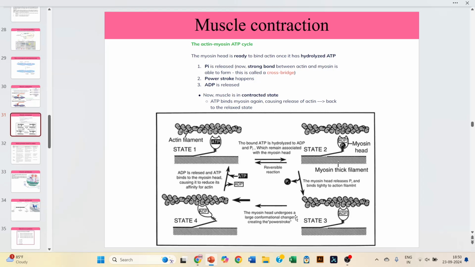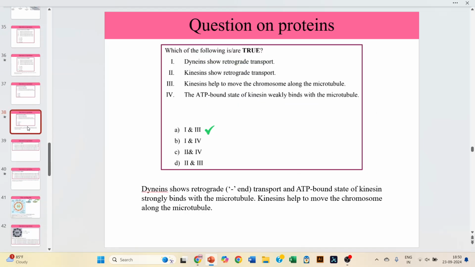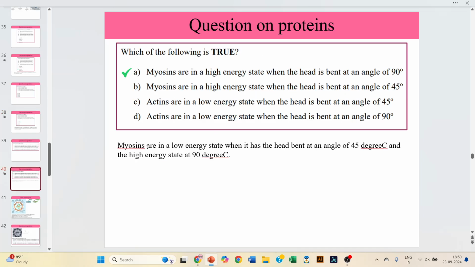So when they are at high energy, they are at 90 degrees. And normally they are at 45 degrees when they are not at high energy. So myosins are low energy when the head is bent at 45 degrees and in a high energy state when the head is at 90 degrees. Okay. Oh, this shouldn't be centigrade. It should just be degrees.